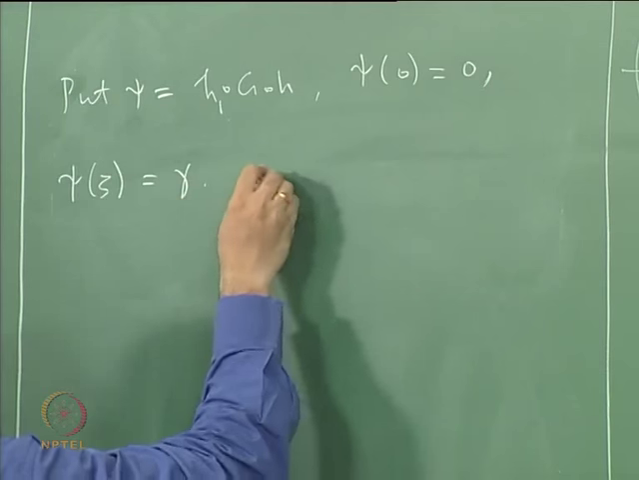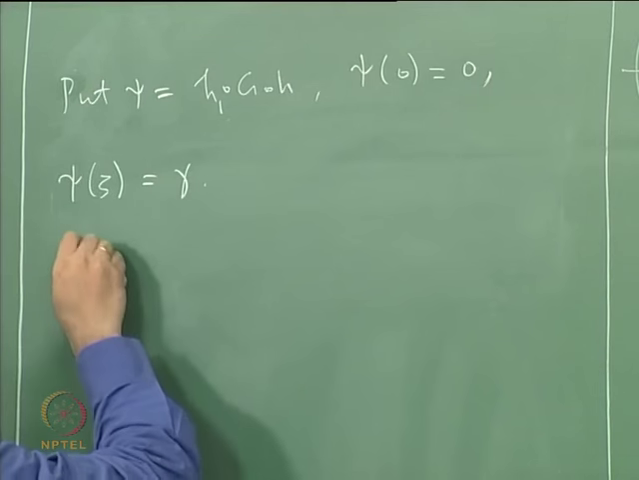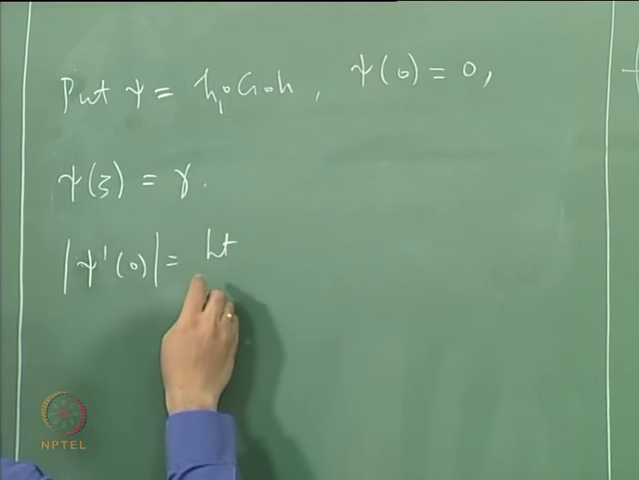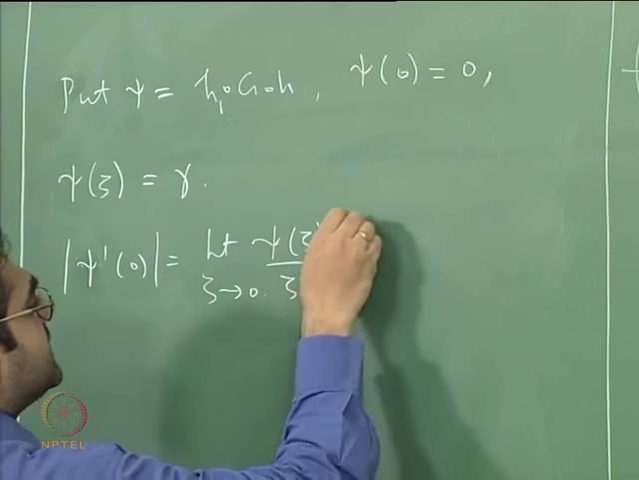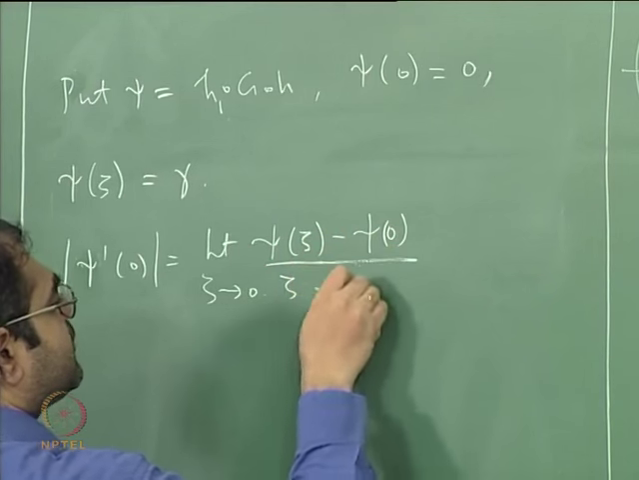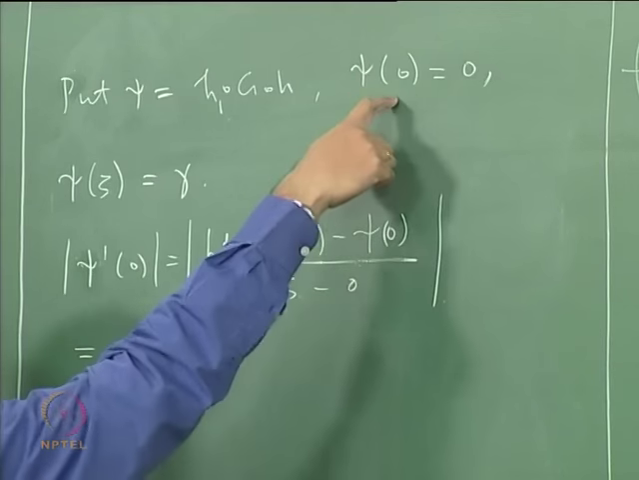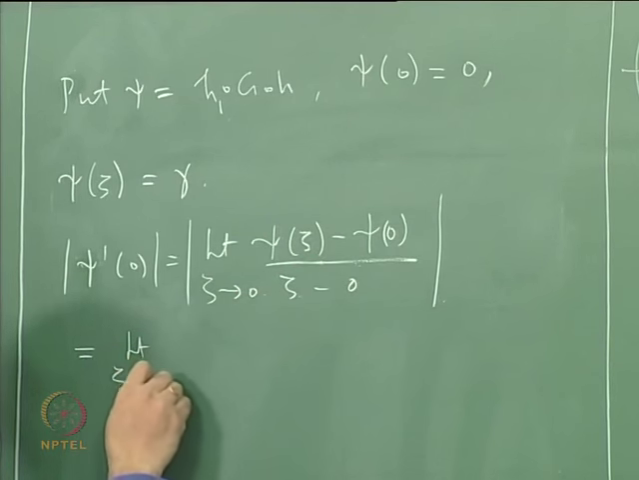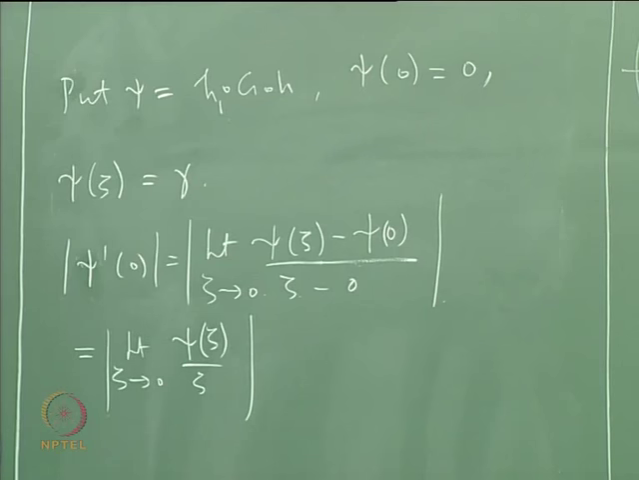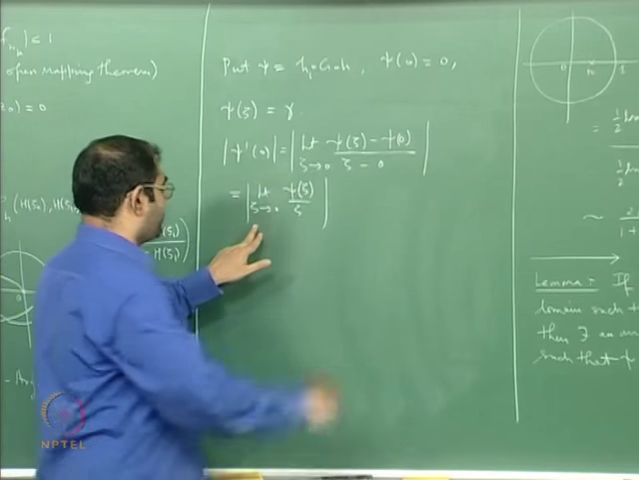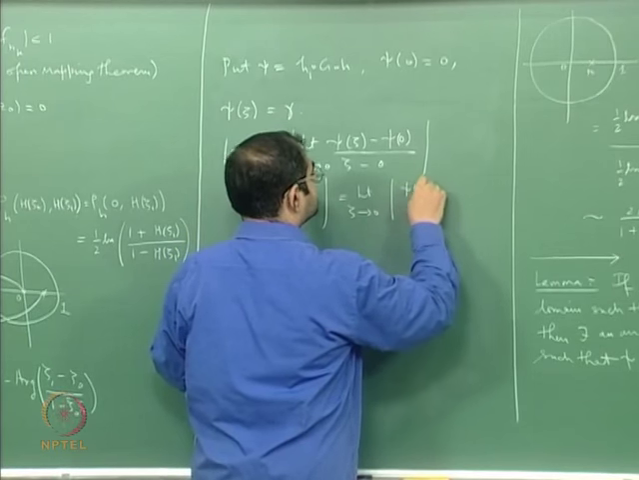And what is modulus of psi dash at the origin? This is limit zeta tends to 0 of psi zeta minus psi 0 by zeta minus 0, right. But psi of 0 is 0, and so I will get limit zeta tends to 0 of psi zeta by zeta, okay. Certainly I can write this as limit zeta tends to 0 of mod psi zeta by zeta.